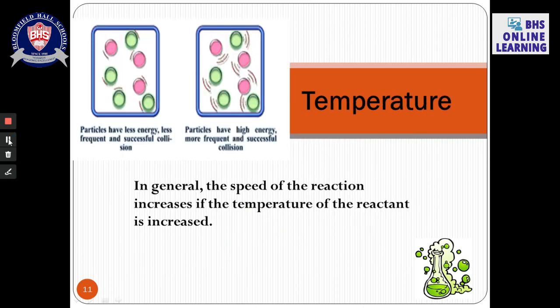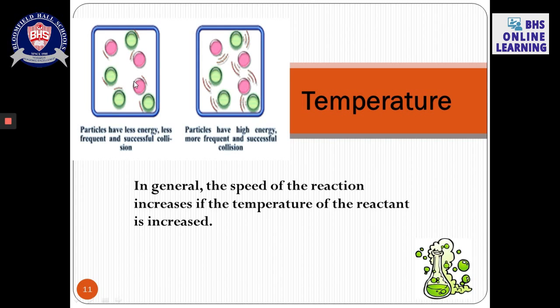The first factor is temperature. If the temperature of the reaction is increased, the rate of the reaction increases. Why does it increase? Because when you are increasing the temperature, the heat energy increases, the kinetic energy increases, so there will be more effective collisions and the rate of reaction increases.